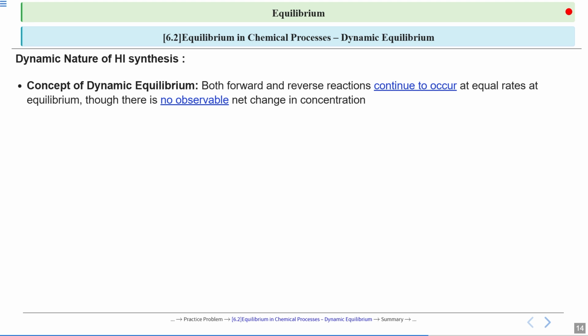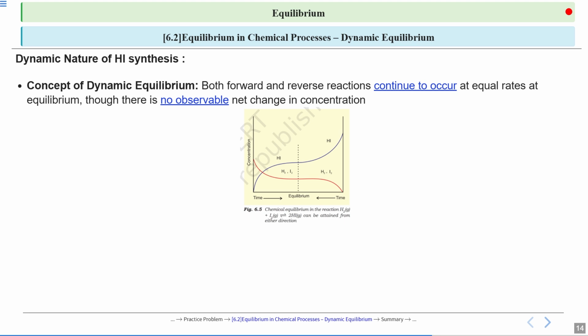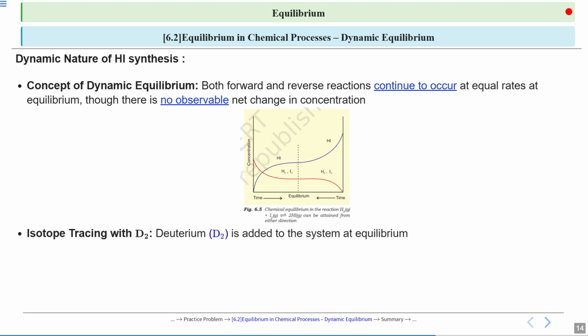We know it very well. What is dynamic equilibrium? It is where there is no net change in the reactant and product concentrations, but the reaction is still going on within the solution. Let us take a case to understand the same. So a thing which is called isotope tracing, I have introduced here to make you understand the point.